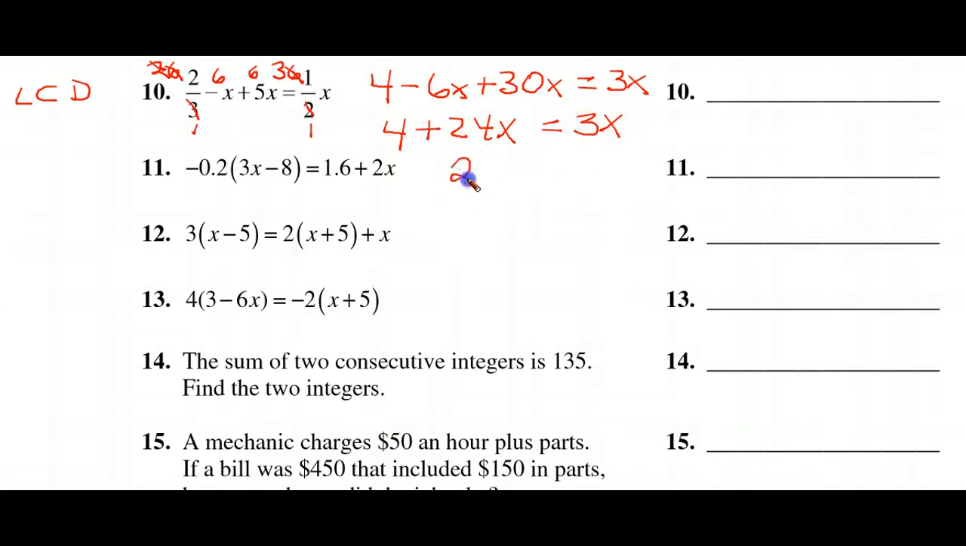I'm going to keep my x's positive. Transpose the 4, that becomes a negative 4. So then I get for this, x, when I divide both sides by 21, this will be number 10. x equals a negative 4/21.